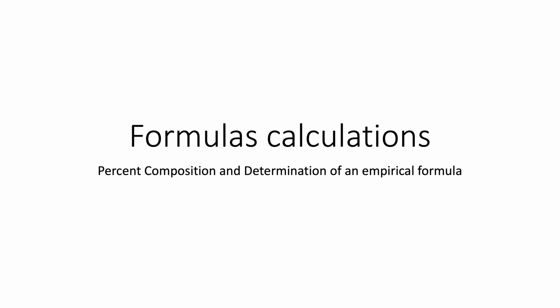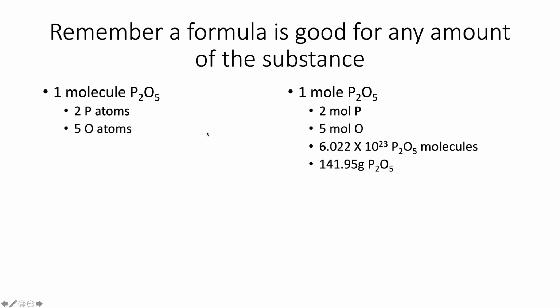All right. So remember that a formula is good for any amount of the substance. A formula is good for 1 molecule of a substance. It's good for a mole. It's good for 74 tons. It doesn't matter how much. The formula is always good. A pure substance always has the same composition.